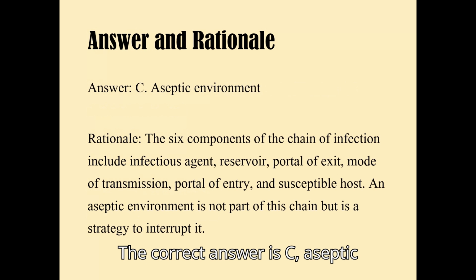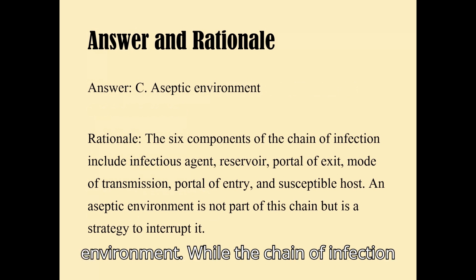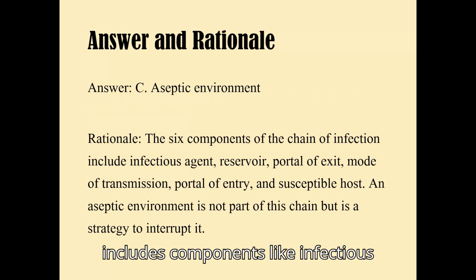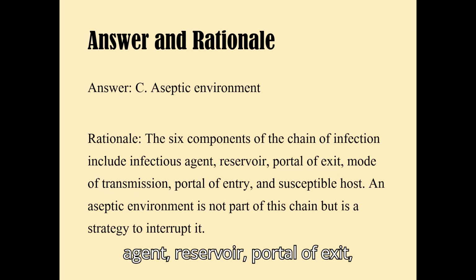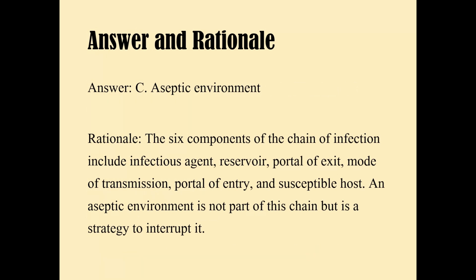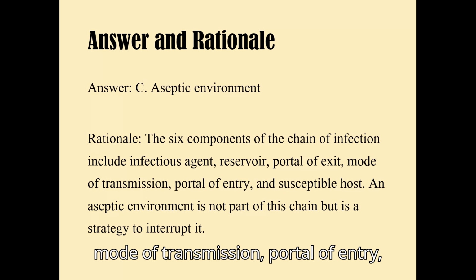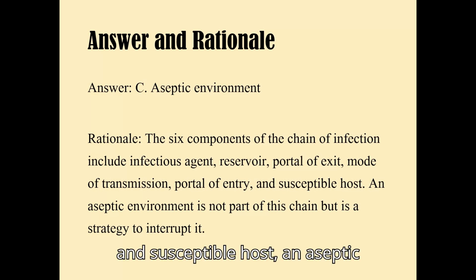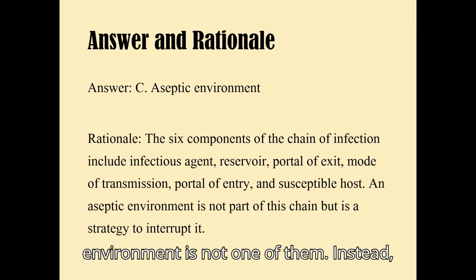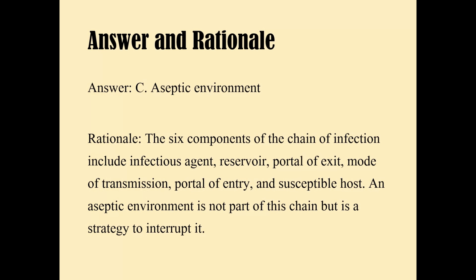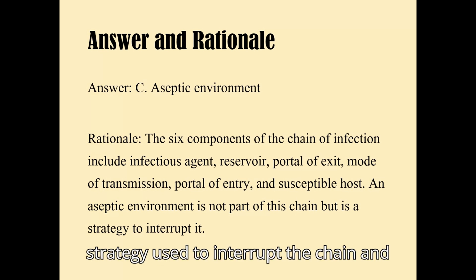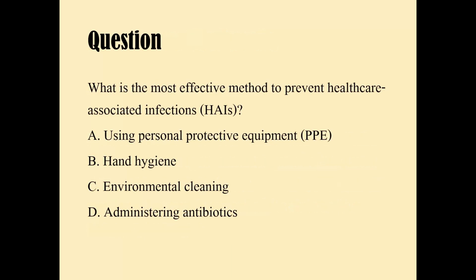The correct answer is C, aseptic environment. While the chain of infection includes components like infectious agent, reservoir, portal of exit, mode of transmission, portal of entry, and susceptible host, an aseptic environment is not one of them. Instead, creating an aseptic environment is a strategy used to interrupt the chain and prevent infections.